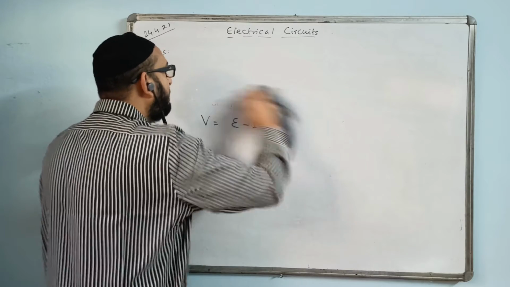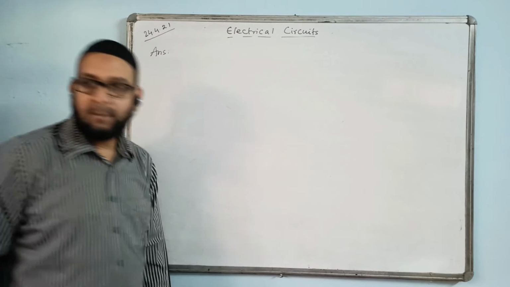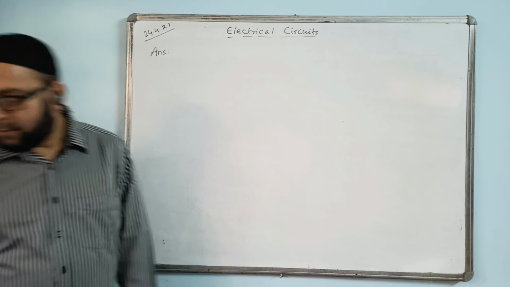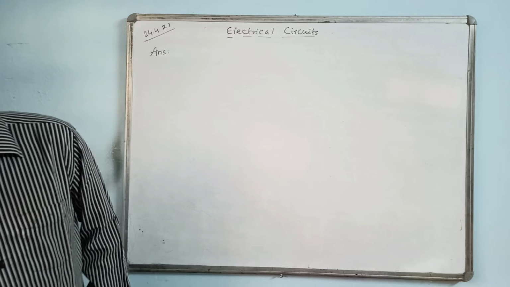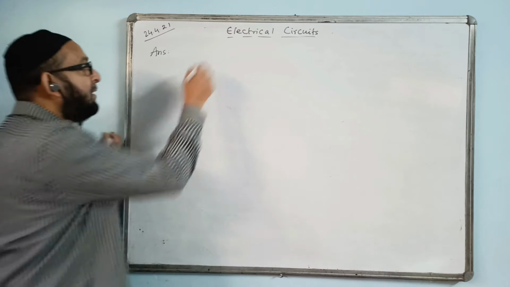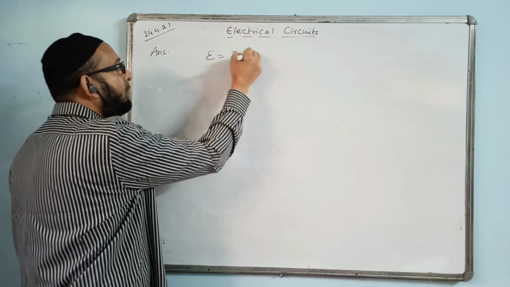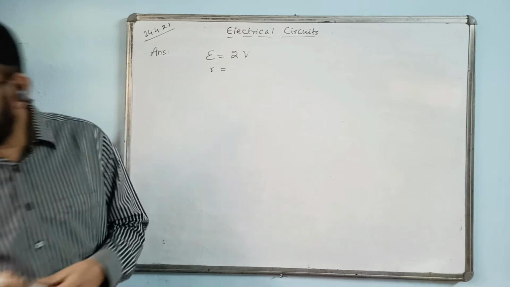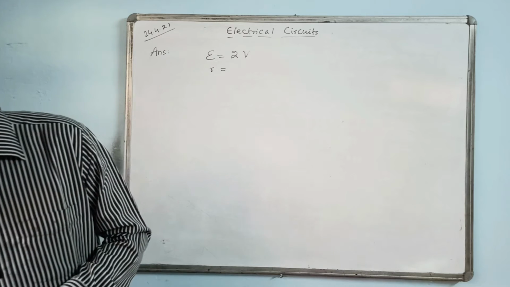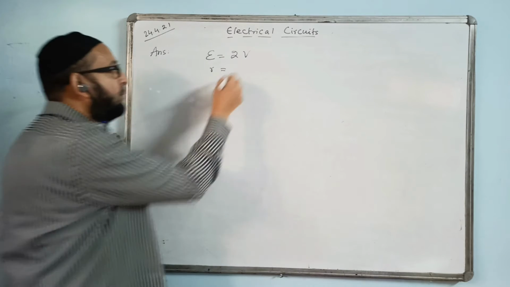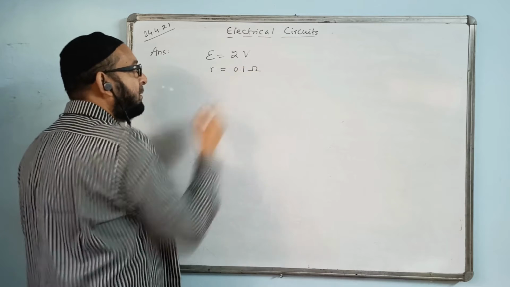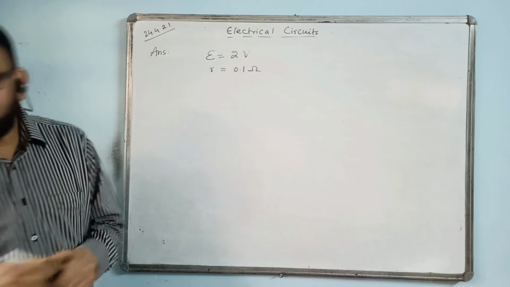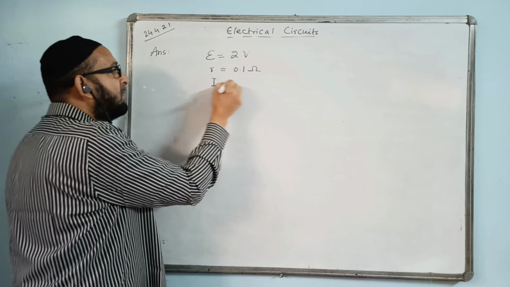Let us write down the information first, whatever things are given. In the question they are given a 2-volt battery, that is EMF is given as 2 volt. Internal resistance is given. How much is the internal resistance? 0.1 ohm, so 0.1 ohm we write. And current is also given, 5 ampere. Right? I value is 5 ampere.